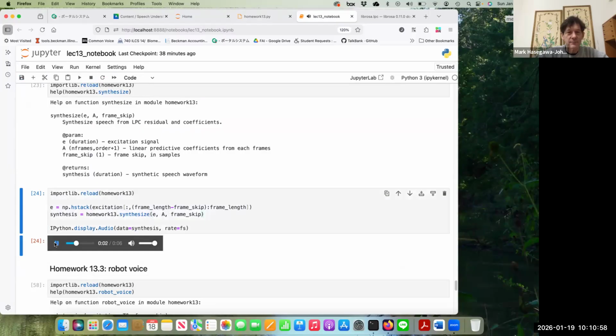This is a speech waveform. これは音声波形です. So that worked well.